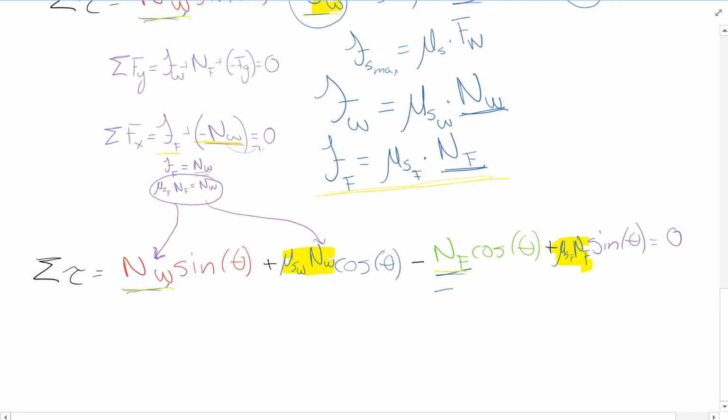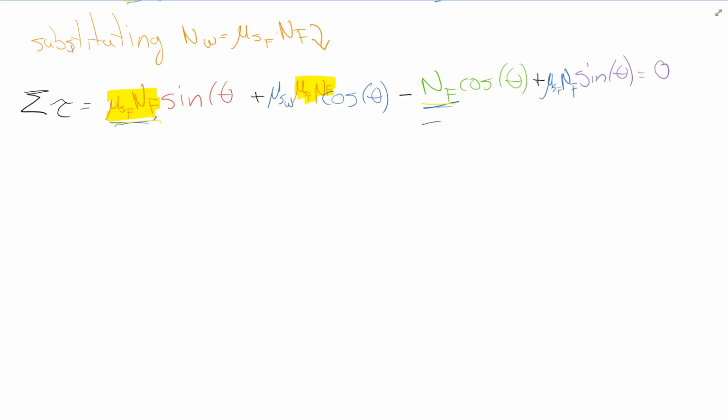Give me 1 second. All right, so I've rewritten our expression and, as you can see right here, I've substituted in mu static from the floor times the normal from the floor everywhere that I saw a normal from the wall. So in these two spots here. Now something really nice is going to happen because every single term is going to have a normal from the floor variable. The first term has it right here. The second term has it here. The third term has it here. The fourth term has it here.